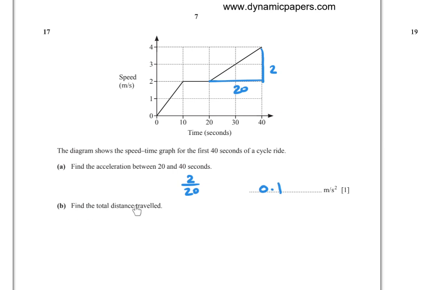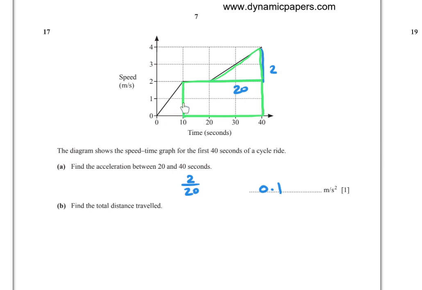B. Find the total distance traveled. The total distance is the area under the curve. In a speed time graph, distance equals the area under the curve. So we need to find the area. We can divide the region between the curve and x-axis into a triangle, a rectangle and a triangle.